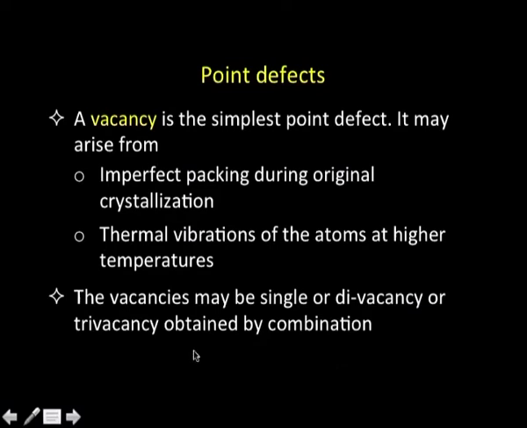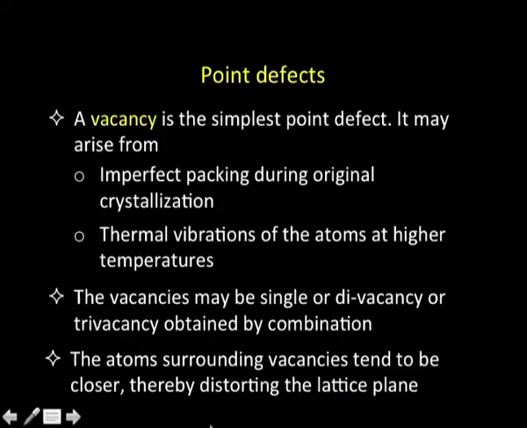Further, vacancies may be single, or a divacancy, or a trivacancy obtained by combination. What it means is the following: we have a crystal lattice, there is one vacancy there. It may be that there is another vacancy, and it may so happen that two vacancies come too close, and that is called a divacancy. This vacancy is there, some atom moves from here, the vacancy comes here, then something comes from here. We will talk about it as we move further. The two vacancies coming in close vicinity of each other is called a divacancy, and so on and so forth.